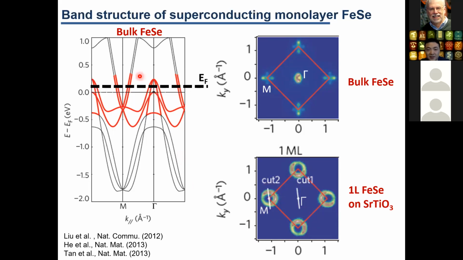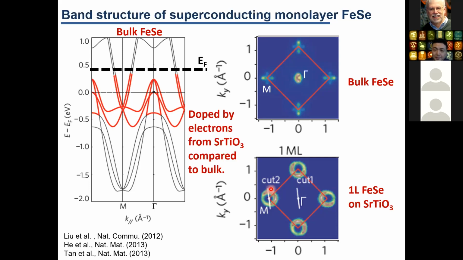So to the first order, you can think in the monolayer case the Fermi level is raised by a lot, to the point that these hole bands are now buried underneath the Fermi level at the gamma point. So to the first order, you can see this monolayer iron selenide is greatly doped compared to bulk. In fact, from ARPES, you can calculate the doping level. The doping level is about 0.1 electron per iron, which is a lot.